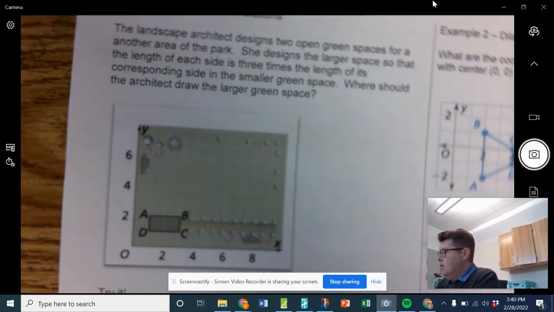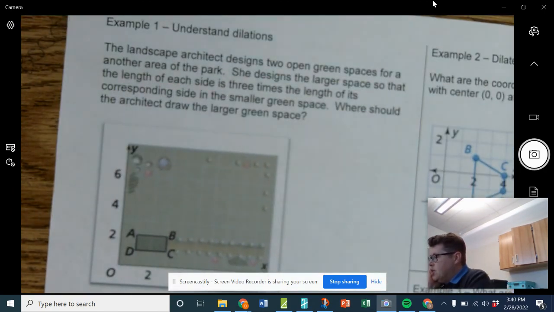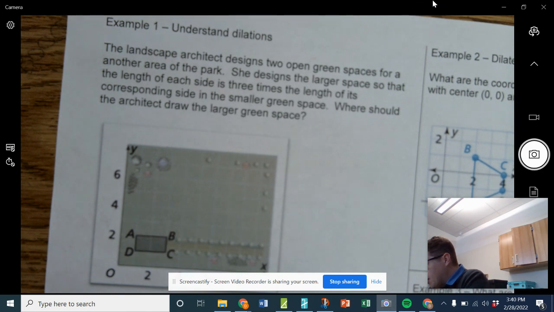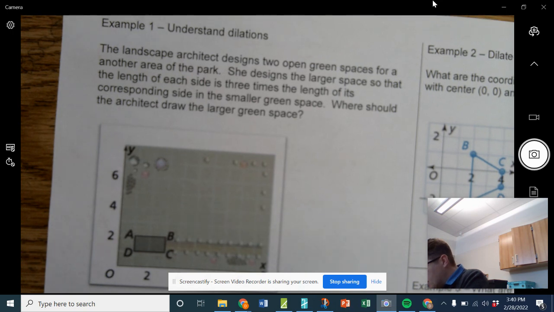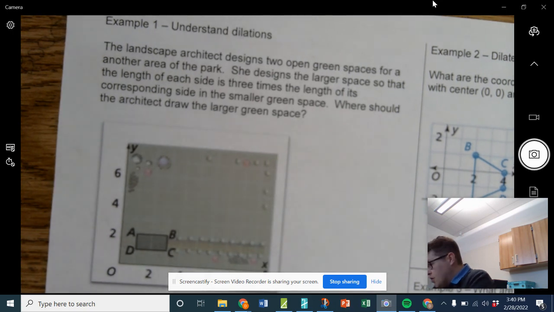Okay, example number 1. The landscape architect designs 2 open green spaces for another area of the park. She designs the larger space so that the length of each side is 3 times the length of its corresponding side in the smaller green space. Where should the architect draw the larger green space?